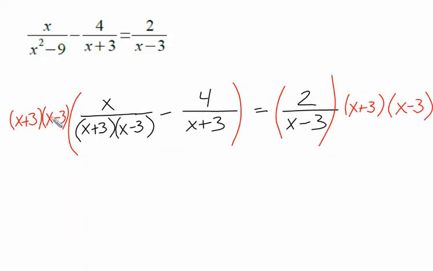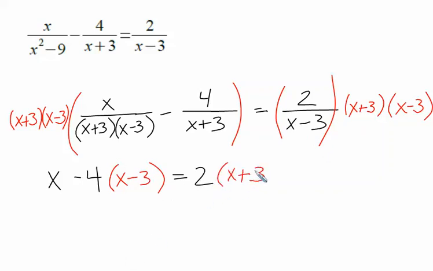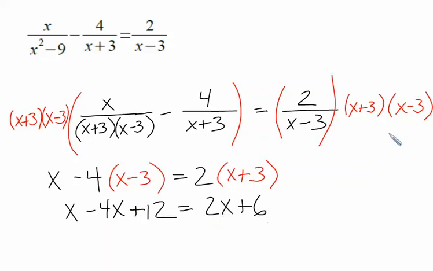Now we distribute. Here on the left, the denominator cancels with what we're multiplying by and we're just left with x. Minus 4, the x plus 3's cancel, remaining with an x minus 3. And over on the right hand side, the x minus 3's cancel, and we have 2 times the quantity x plus 3. Now we distribute, so we'll have x minus 4x plus 12 equals 2x plus 6.